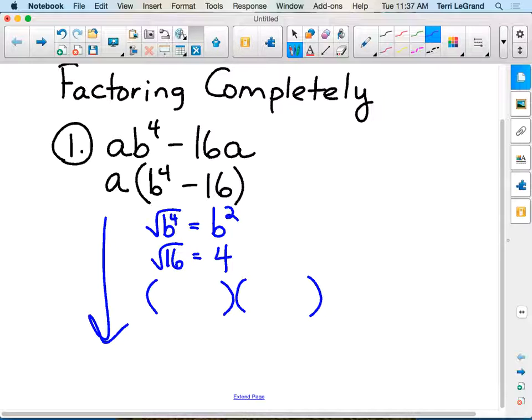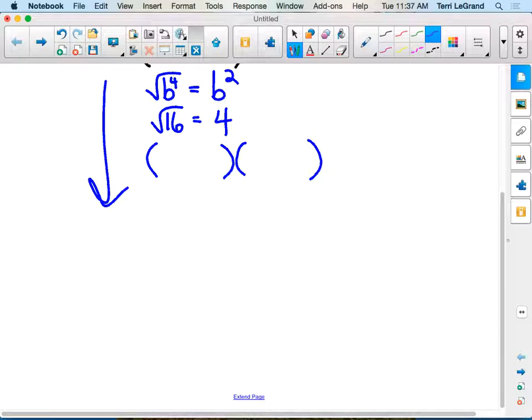So b to the 4th minus 16, what's its factored name? B to the 2nd plus 4, b to the 2nd minus 4. Okay? Yesterday we would have quit right there. Today we don't need to. We're going to ask ourselves this question. Are either of those factors binomials, trinomials, or 4 terms? They're both binomials, right? So if they're binomials, we have to ask if they're the difference of 2 squares.